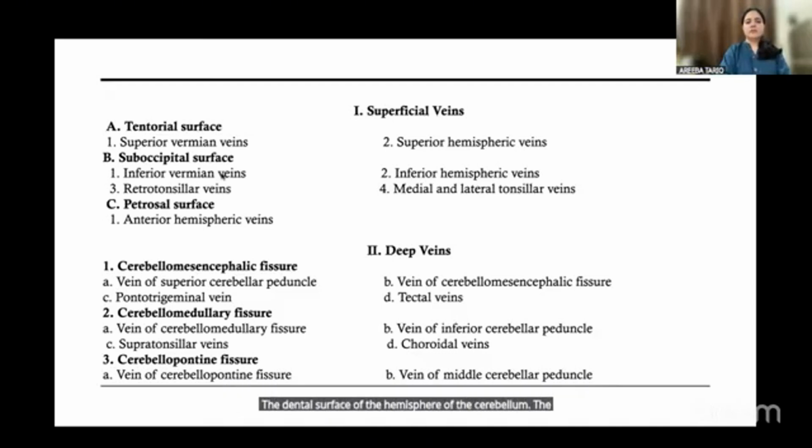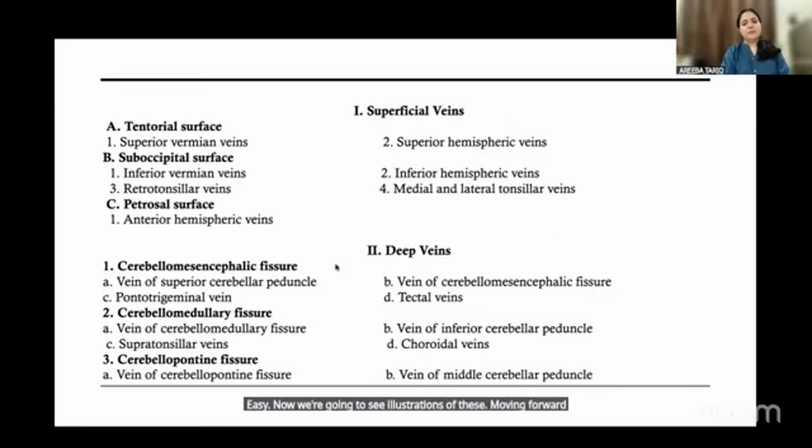The suboccipital surface consists of inferior vermian veins and inferior hemispheric veins, just like the tentorial surface. However, we have 2 other veins here, like the retrotonsillar vein. Retro means behind, so it's behind the tonsil, and medial and lateral tonsillar veins, because tonsils are present on the suboccipital surface. Now the petrosal surface is supplied by only one vein, which is the anterior hemispheric vein. Easy. Now we're going to see illustrations of these.